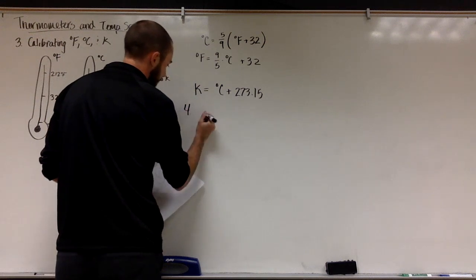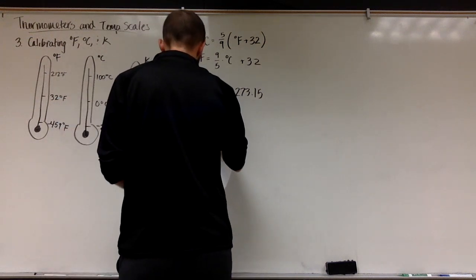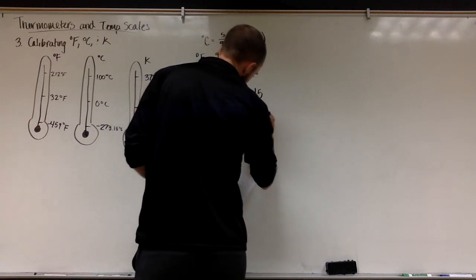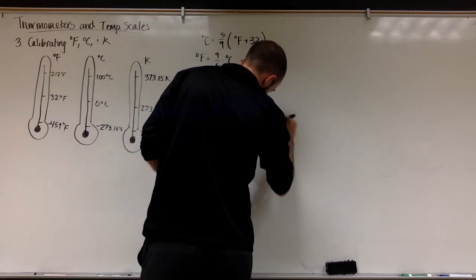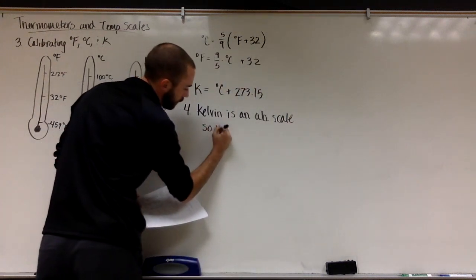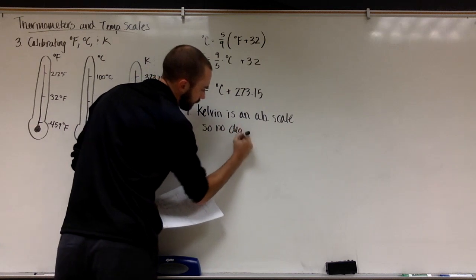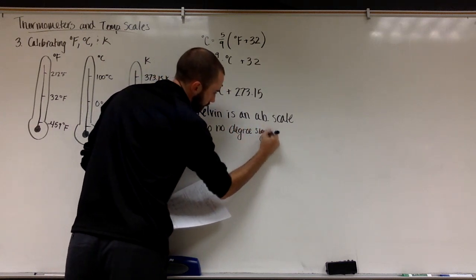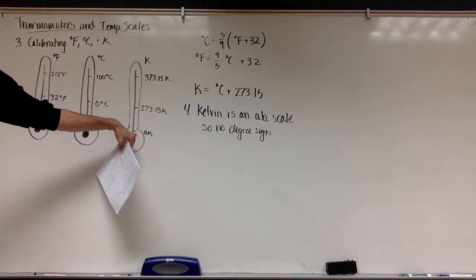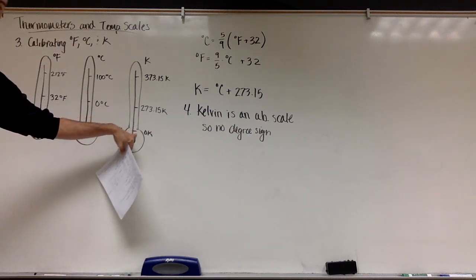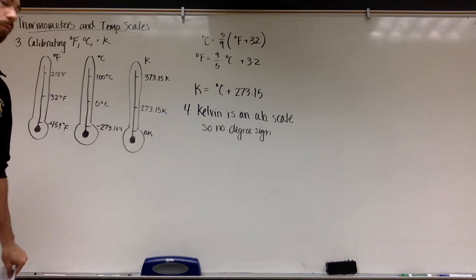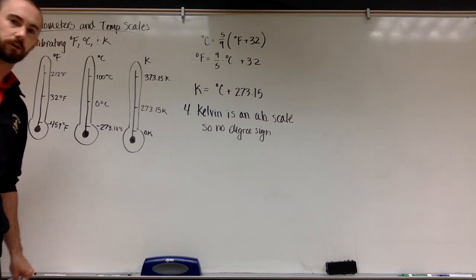And one last thing, like I was talking about earlier, Kelvin is an absolute scale. So no degree sign. The reason for that is at absolute 0, there's no energy left, no motion of any particles, at least in the kinetic realm. So we have an absolute point, no need to call it a degree scale.